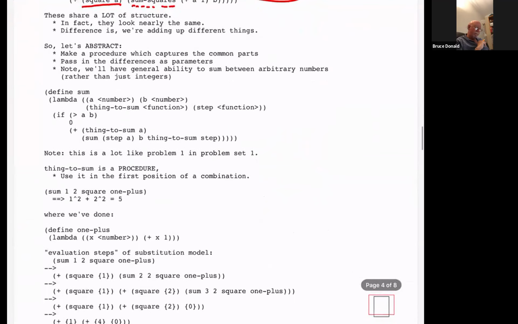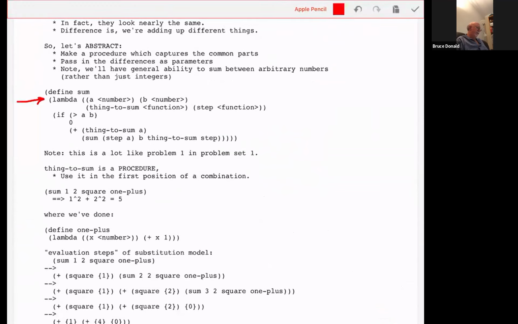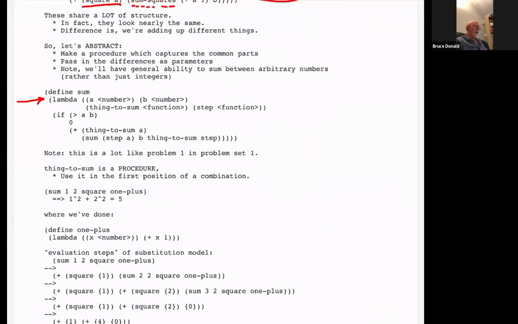So here's my procedure that's going to do the summation for me. Look what I have here. I'll sort of draw attention to this. In this case, I take in as before A and B, the upper and lower bounds, and I take in a function, which is the thing to sum.